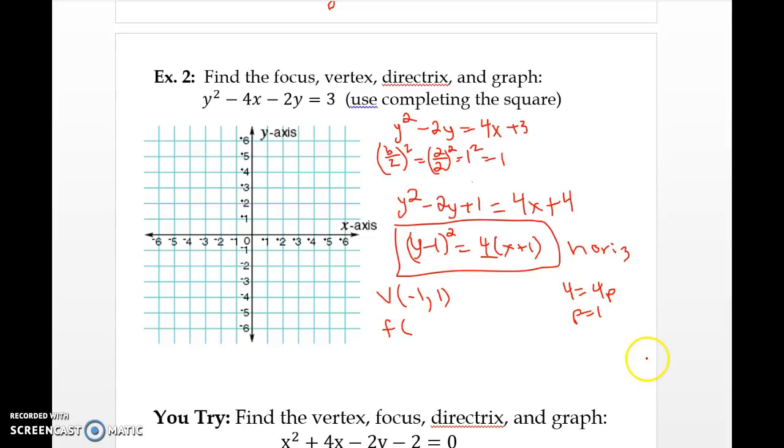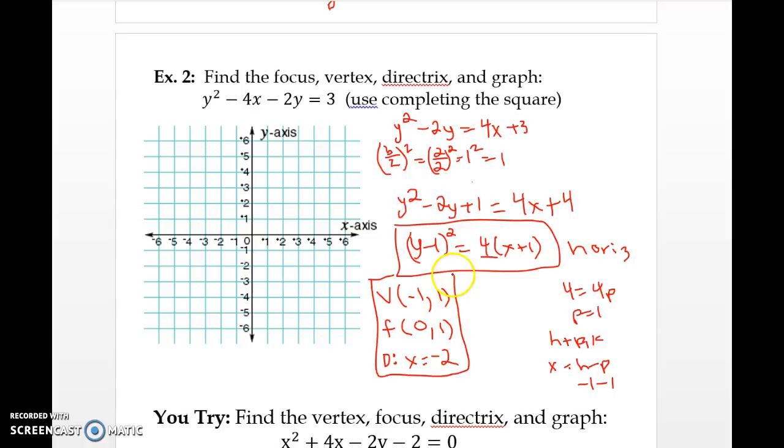For your focus, that's (h plus p, k). And my h is negative 1, so negative 1 plus p, positive 1, is going to give you (0, 1). And your directrix is x equals h minus p. We add for focus, we subtract for directrix, and that's going to be negative 1 minus 1, which gives you negative 2. So we found the 3 things we need to graph. Let's go ahead and graph it.